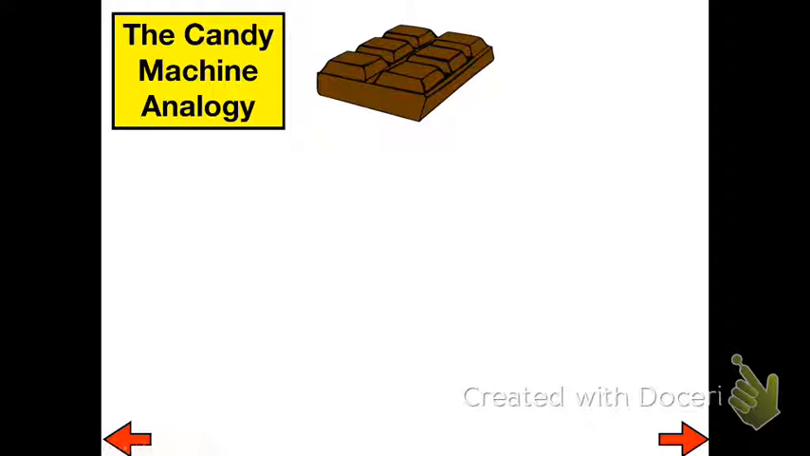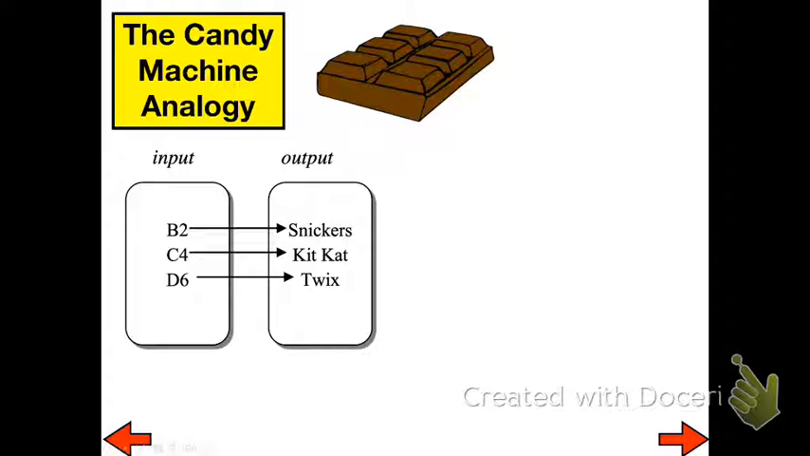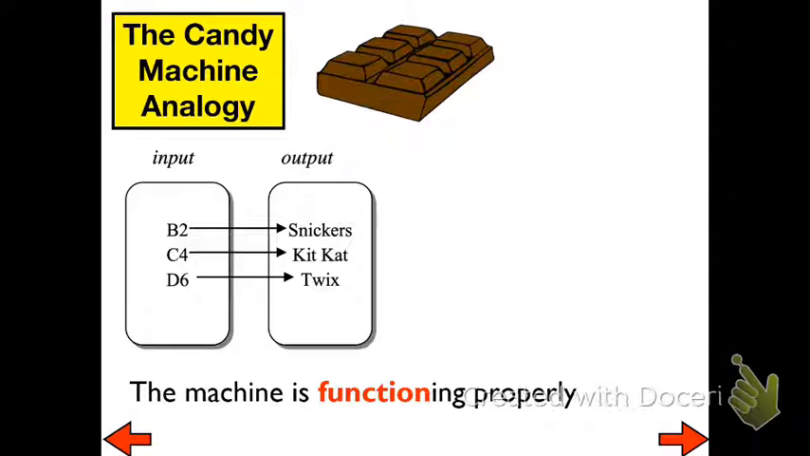The candy machine analogy. Okay, so if you put your money into a vending machine and you select B2 and a Snickers bar comes out, your input is B2. That's what you punched on the vending machine, and the output is the Snickers bar. If you input C4, you get a Kit Kat. If you input D6, you get a Twix. The machine is functioning properly. Functioning, so it is a function.